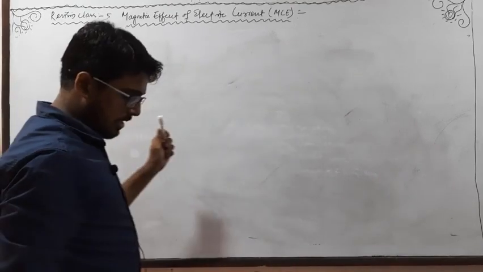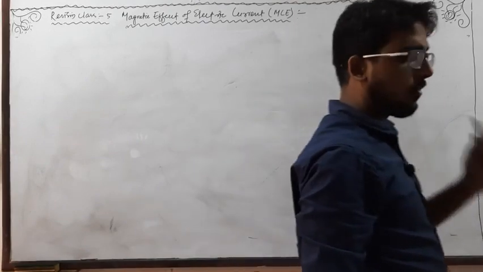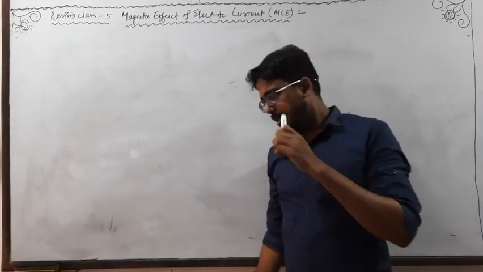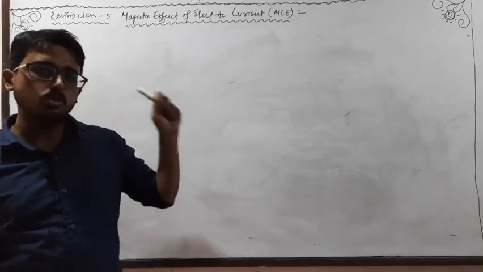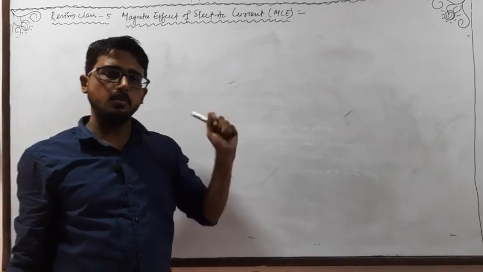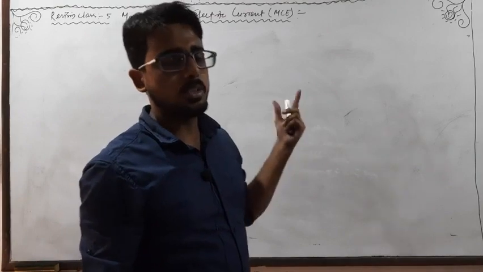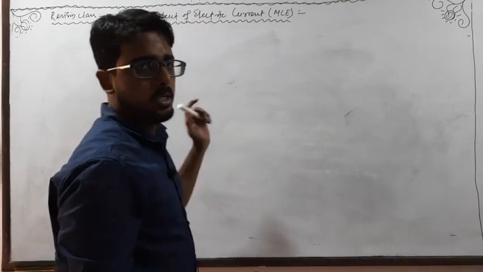Now, we already studied that a moving charge can experience a force due to an external magnetic field, and a current carrying conductor also experiences a force. But when there is a closed loop which carries current, it experiences zero force, but it will experience a torque given by the formula M cross B.